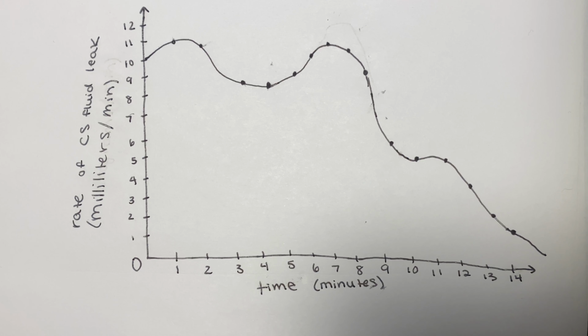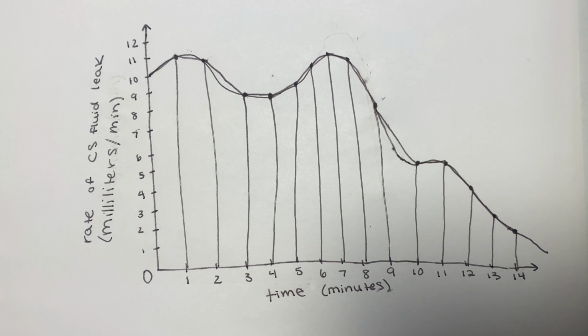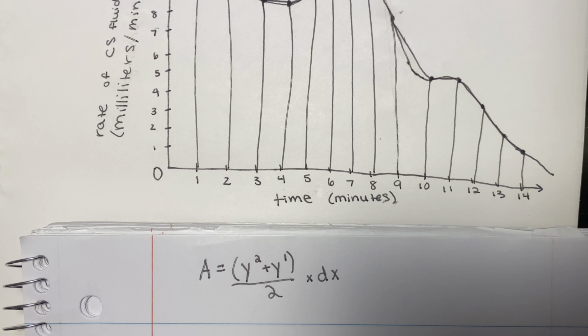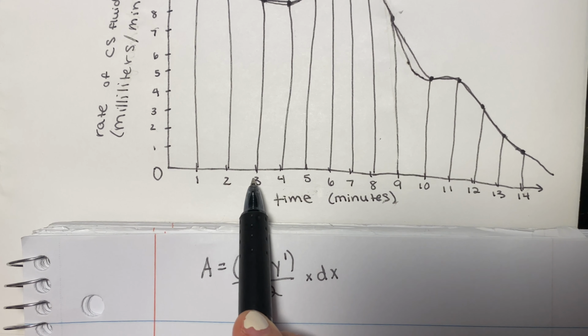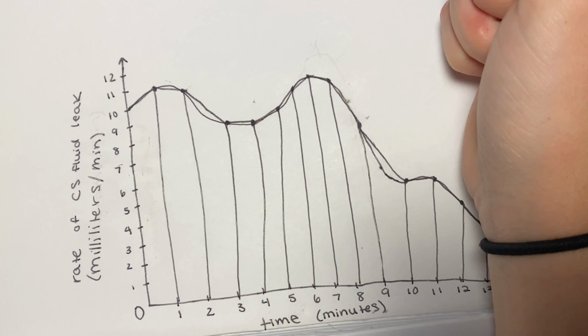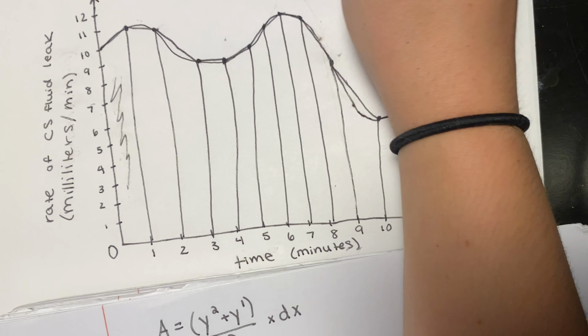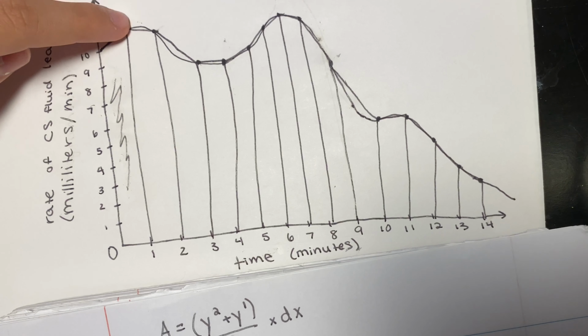In order to find out how much cerebrospinal fluid has leaked over these 14 minutes, I'm going to find the area under the graph. To find the area under the graph, I'll be using the trapezoidal sum. The area of a trapezoid is found by averaging the bases and multiplying by the height. In this situation, the height is the difference between the x values and the y values are the bases. For example, in this first trapezoid, the height is 1 and the bases are 10 and 11.